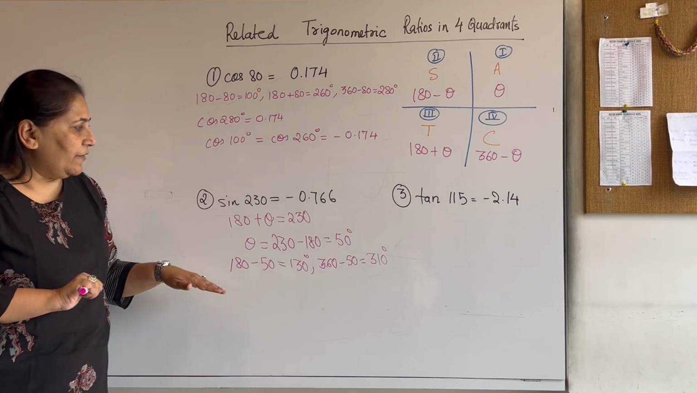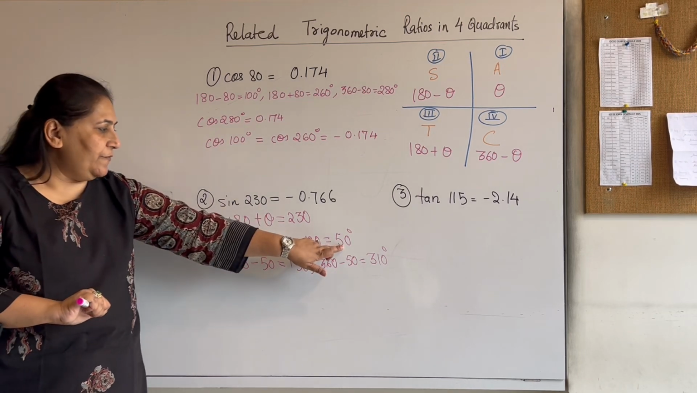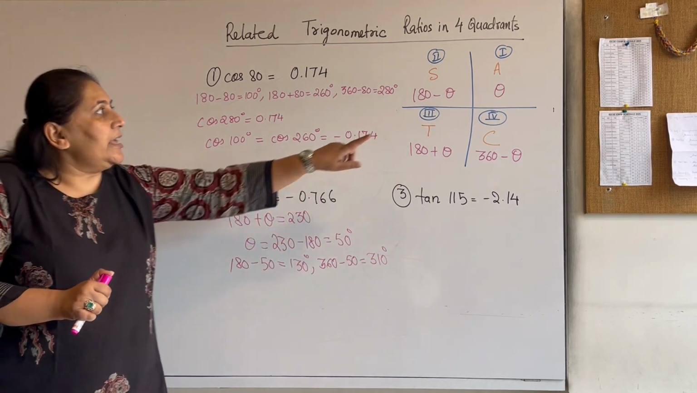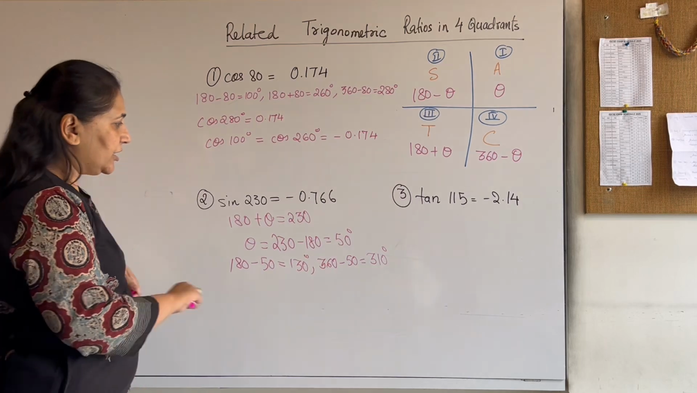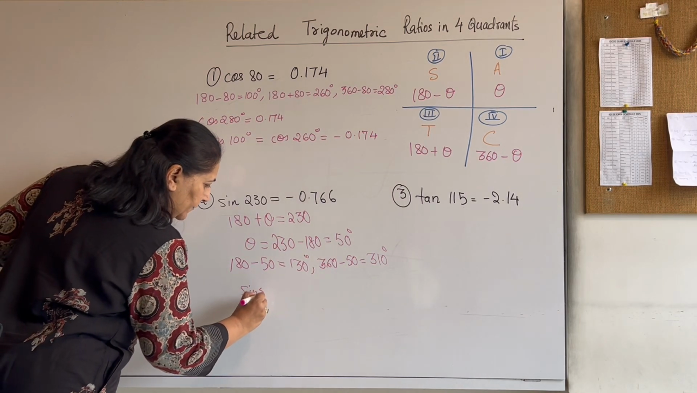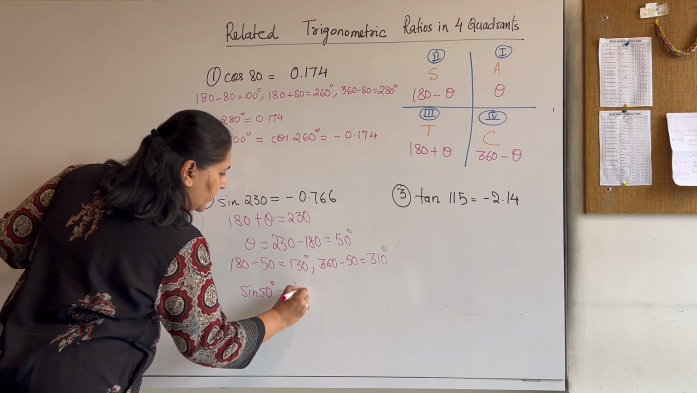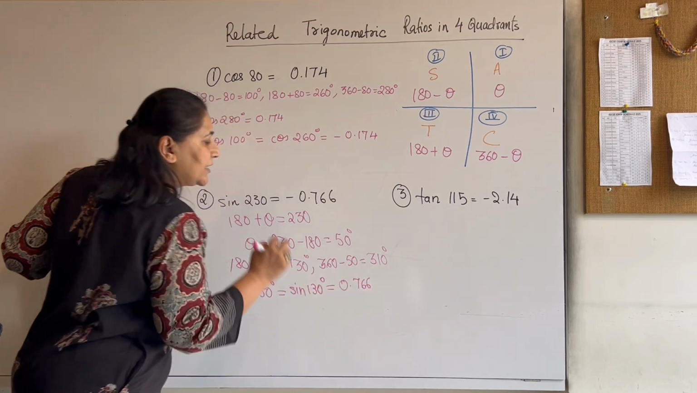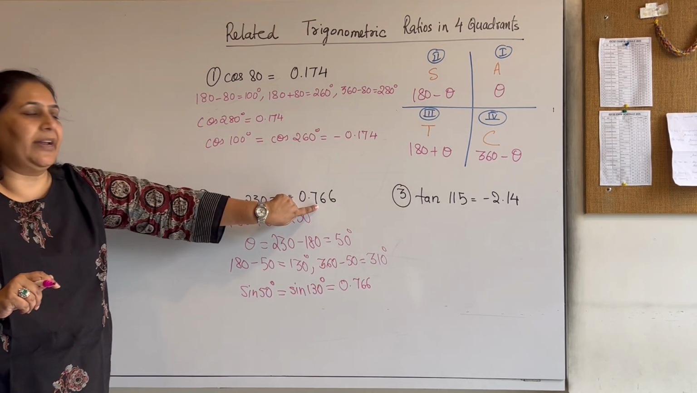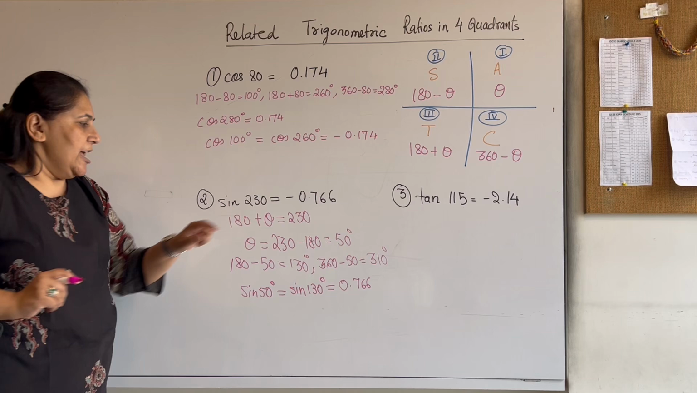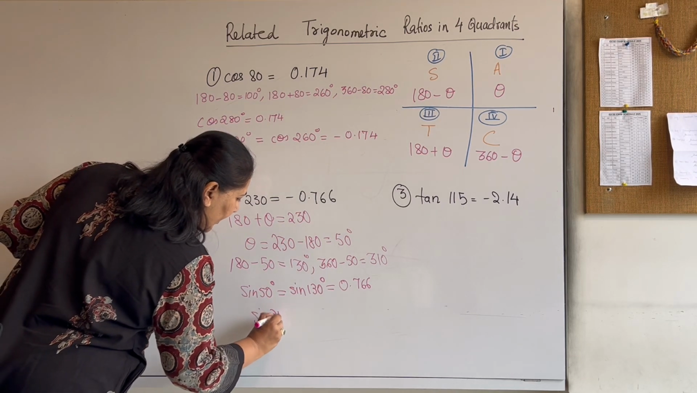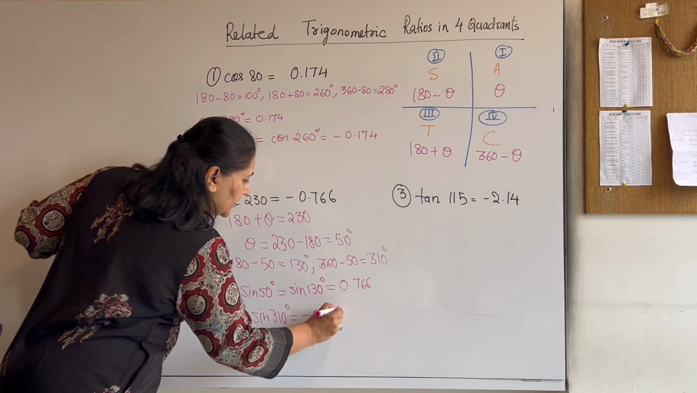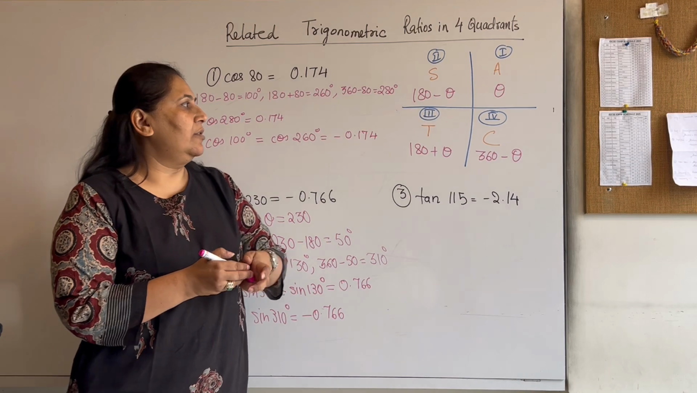The second thing that we have to do is find the value of sine 50, sine 130 and sine 310. Sine is positive in the first and the second quadrants. So sine 50 will be equal to sine 130 degrees and both of them will be equal to 0.766, the positive value associated with negative 0.766. And sine 310 degrees will be negative 0.766 as sine is negative in the fourth quadrant.